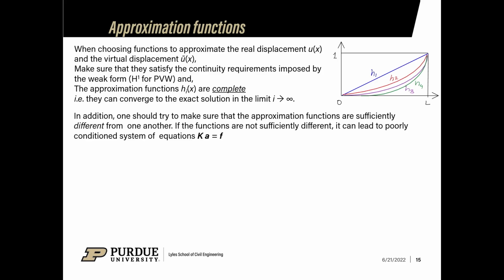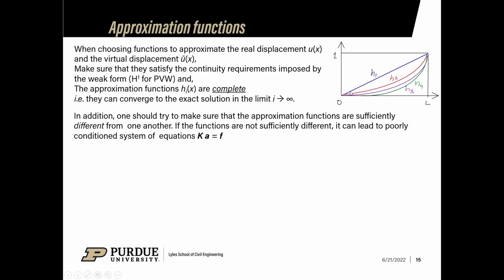First of all, recall that the approximation that we use for real and virtual displacements must satisfy the continuity requirements, which is basically that they must have first derivatives that are square integrable in the PVW, the principle of virtual work form of the weak form. Another requirement that we have on the h_i shape functions that we use for the Ritz method is that they should be complete.